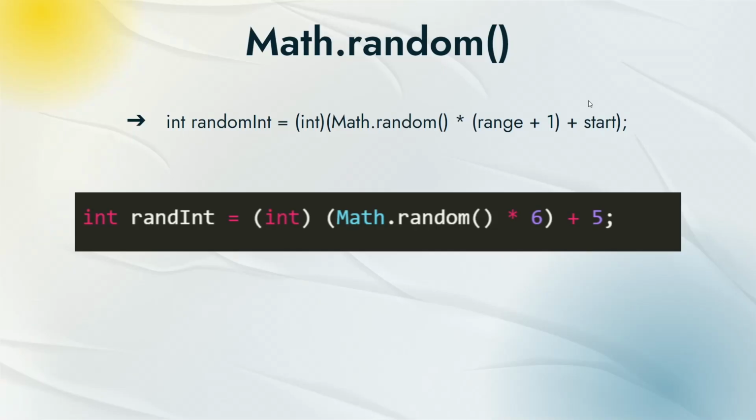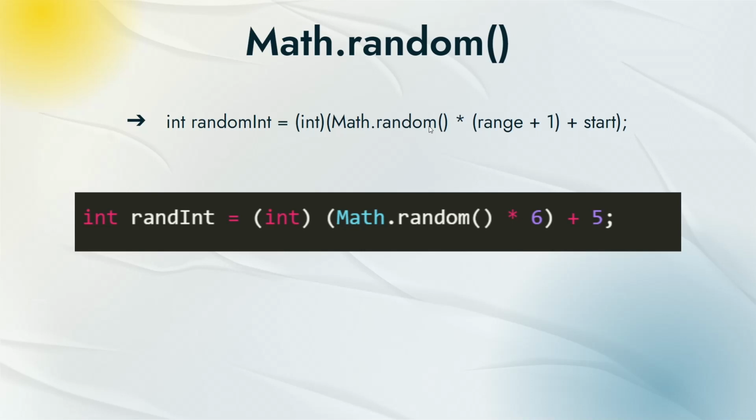So you may be thinking, what is the point of math.random if you can only generate a value between 0.0 and 1.0? However, we can use a little bit of coding to make it generate a number from whatever range we want. So this is basically a template: int random variable equals, and you cast it into int, math.random times range plus 1, plus start.